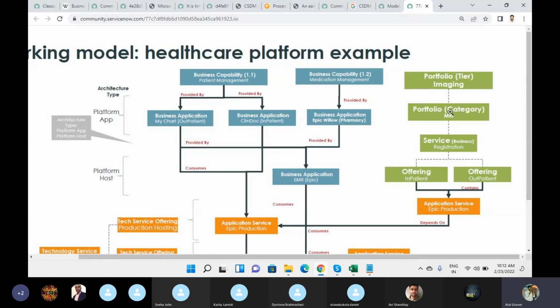I have a category called ultrasound. I have a category called X-rays. All the things will be there. Then it is a service. It is a business service, I can say. Registration is my business service.